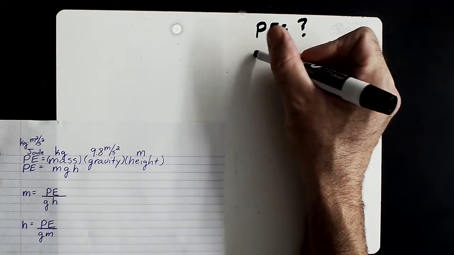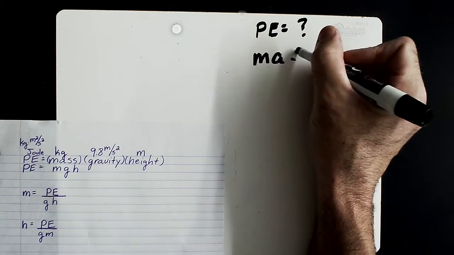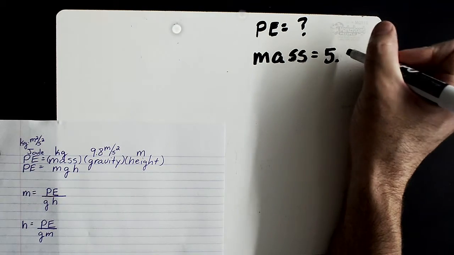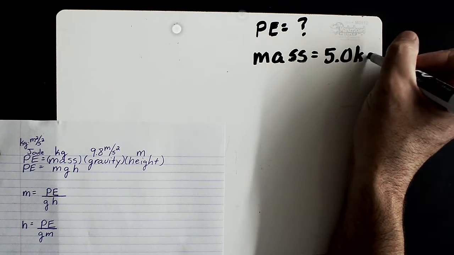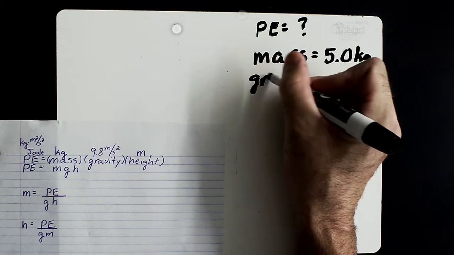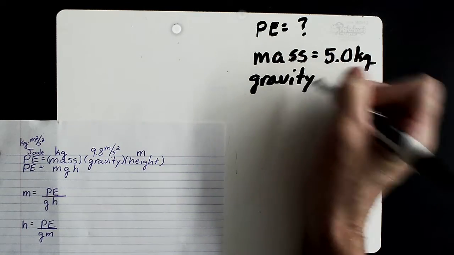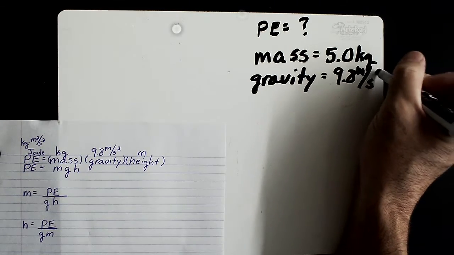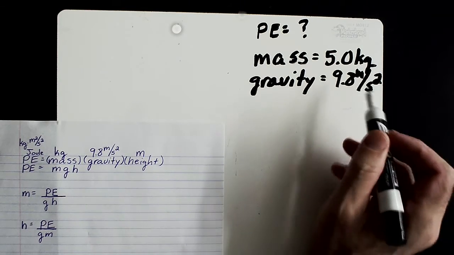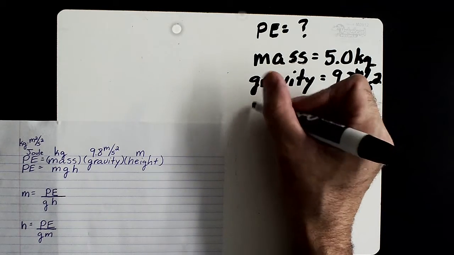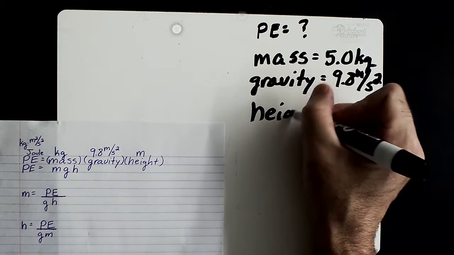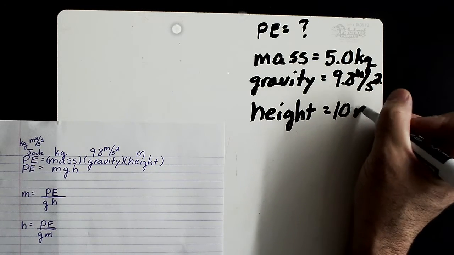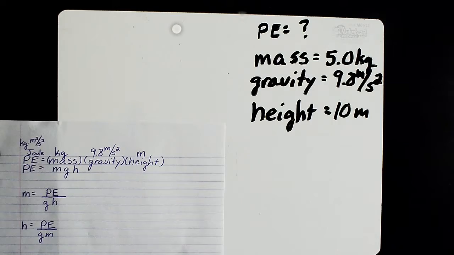The mass of this system, let's say, is 5 kilograms. Gravity is always going to be the same. That is a given. That is 9.8 meters per second squared. It is the acceleration of Earth's gravity. This number is never going to change. Always use the same number. And let's say the height is, I don't know, 10 meters. Make it easy.